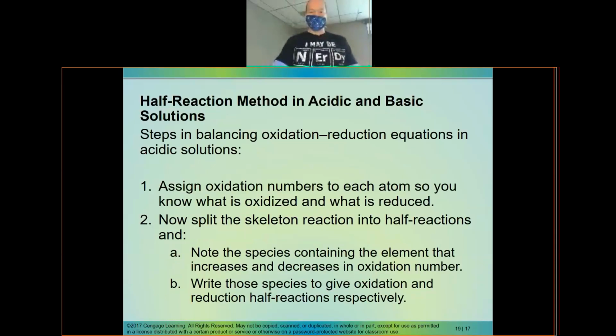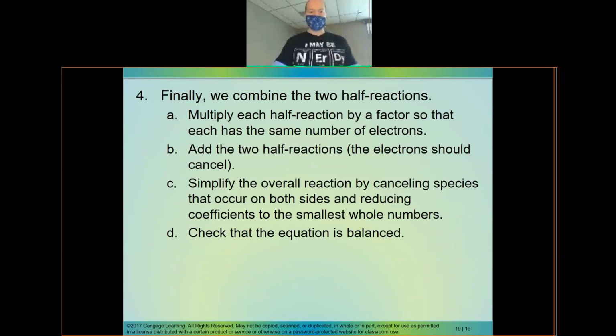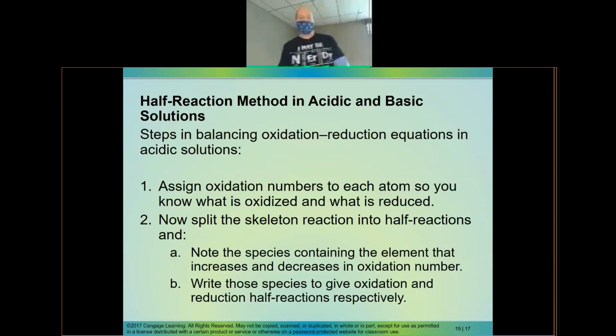Then they break it into the two half reactions. They don't show all the stuff they're doing. All right, so here's the rules that they go with. I would put in my differences. First, they assign oxidation numbers. Yes, that is what you have to do. You have to know what's being oxidized, what's being reduced. You break it into two half reactions.